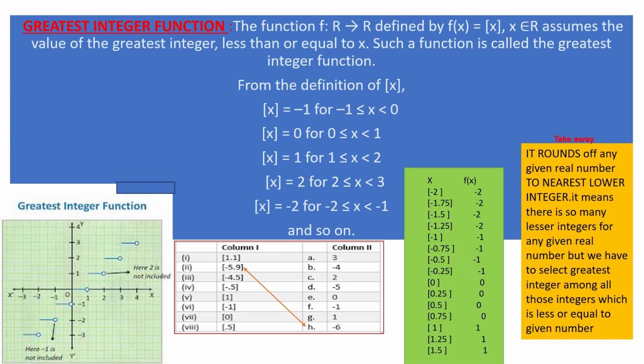So I have drawn this matching, and one I have solved for you. For -5.9, the greatest integer function will map to -6, because this is the nearest lower integer which is greatest among all the remaining lower integers. So this is the meaning. I have written these tables also. Suppose -1.75, the greatest lower integer will be -2. For -0.25, the greatest lower integer will be -1, and so on.